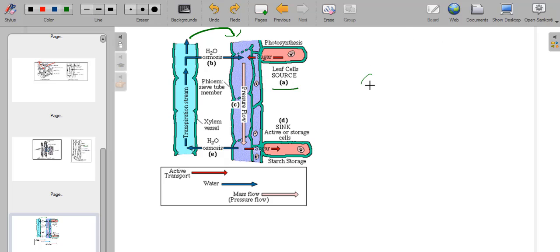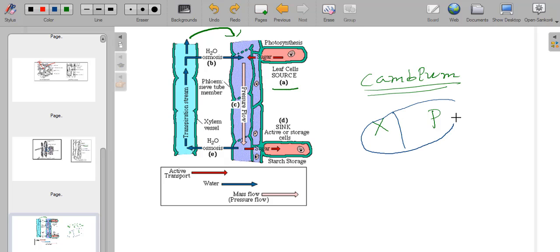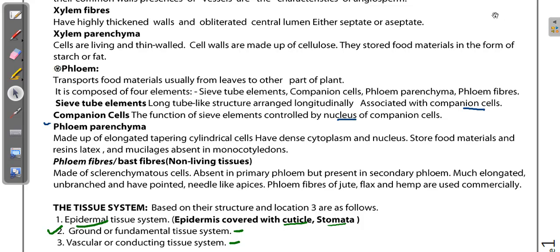So let me tell you here. Cambium. What is meant by cambium? Cambium is a substance that is formed between the xylem and phloem. So there is xylem and there is phloem, and the substance produced each and every time the xylem and phloem divide. Let me give you a diagram like this. The special substance separating the xylem and phloem is called the cambium.